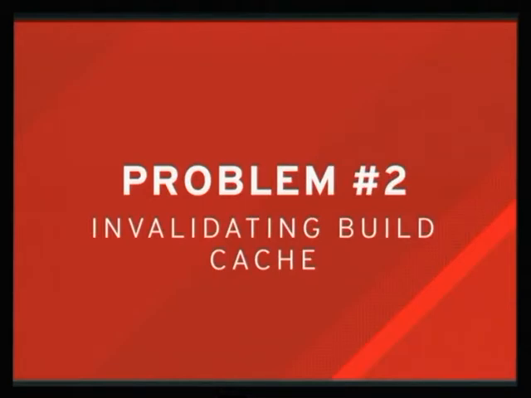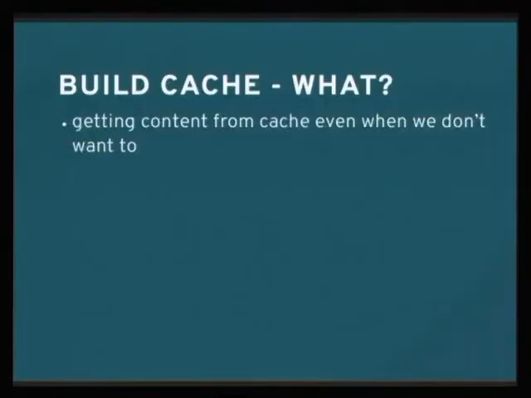Okay, let's move to another problem, and that is invalidating build cache. This is a simple one, so I don't want to do all the hard stuff in the beginning. You have build cache, it's really great when you want to develop an image or a Dockerfile, so it saves you a lot of time. But sometimes it takes stuff from cache you don't want it to.